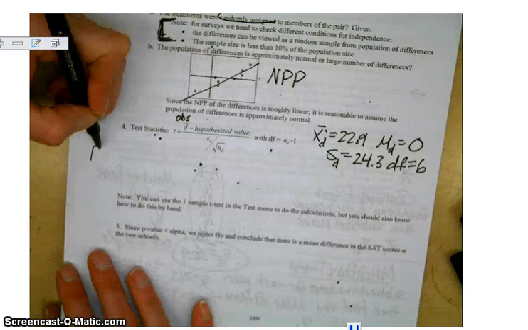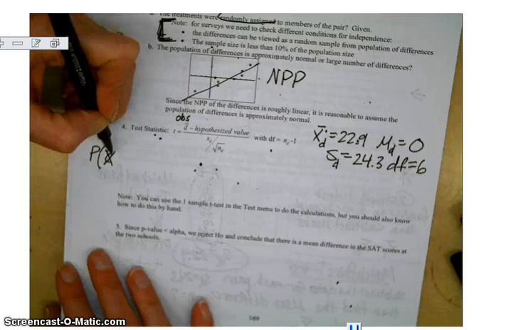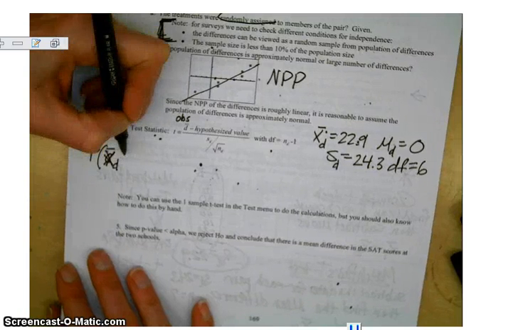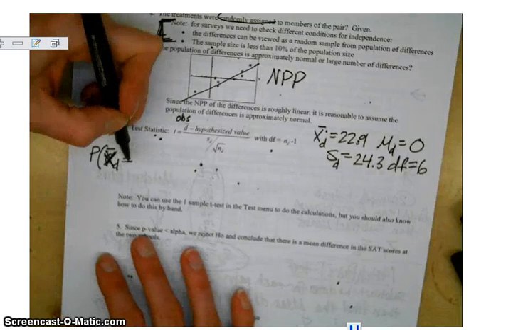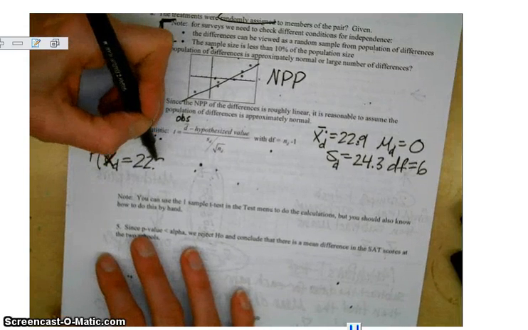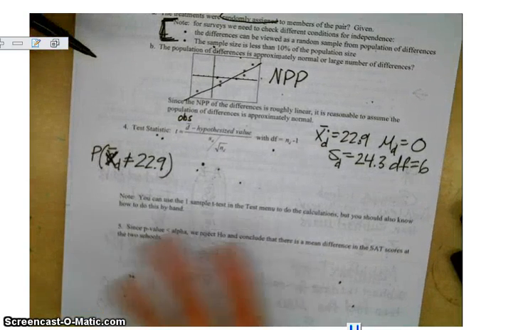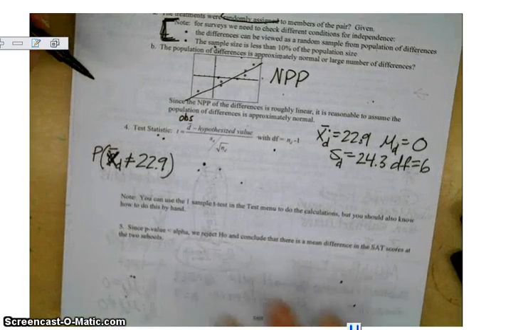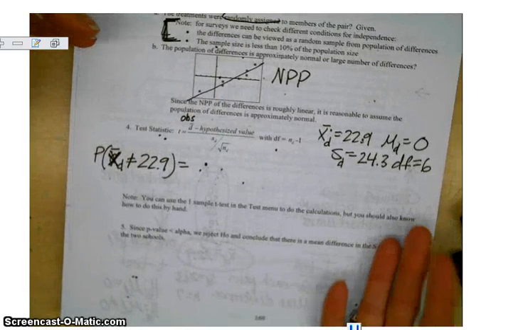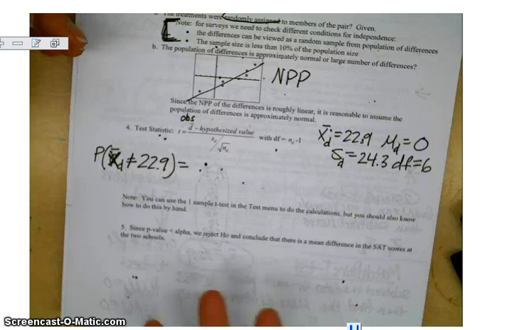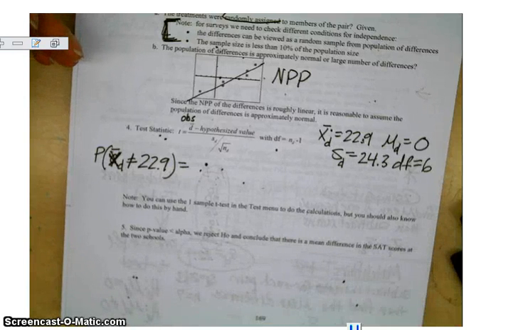Okay, so I'm finding the probability that the mean difference, X bar of the difference, is not equal to 22.9. I'm going to have to pick one, less than or greater than. So we need to pick what makes most sense for our sample. This is where you look at the sample. Which one appears to be better? A. So we would want to go with the greater than.